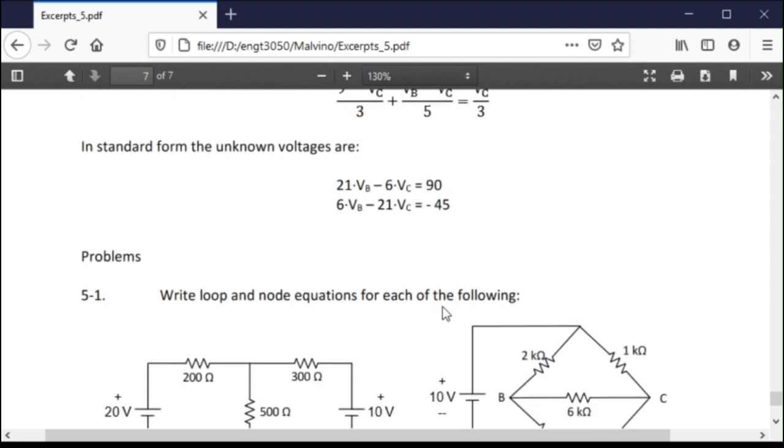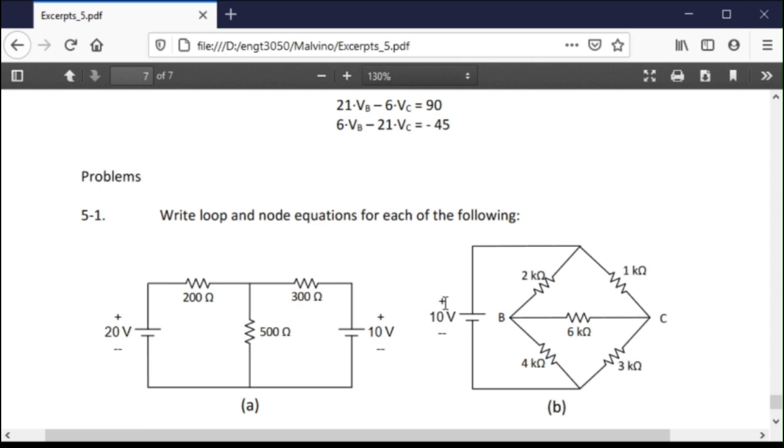So now we're going to ask you to write the loop and node equations for each of the following. So it's going to take me a little bit of time to get set up here to do that, but I'm going to work on that, and we're going to solve those problems for you. Okay, so we're just going to write the equations. We're not going to get the answers. We're just going to write the equations, and that's what we're actually asking for.